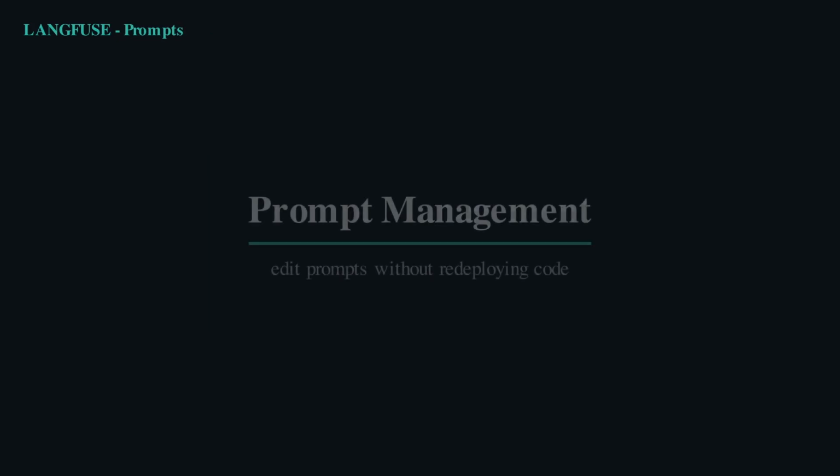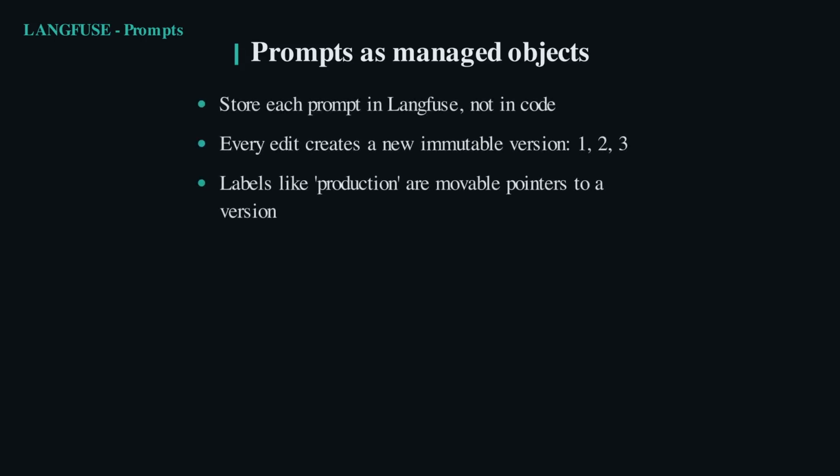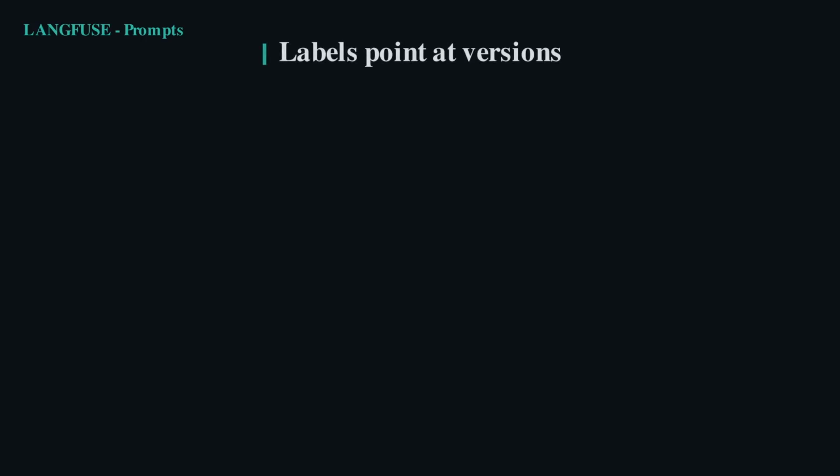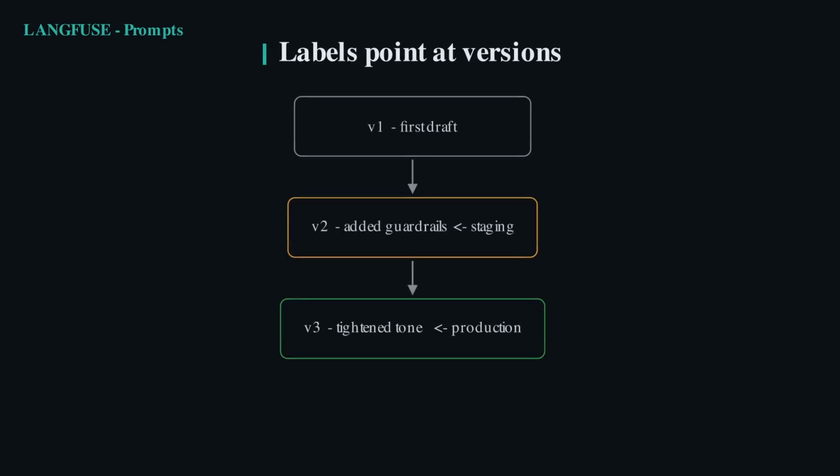Your prompt is the highest leverage line in the whole app, and it changes constantly. So why is it buried in a Python string that needs a full deploy to change? Langfuse moves the prompt out of your code and into a versioned store. Each save is a new immutable version, and a label like production just points at one of them. Think of versions as an append-only history and labels as pointers you can move.